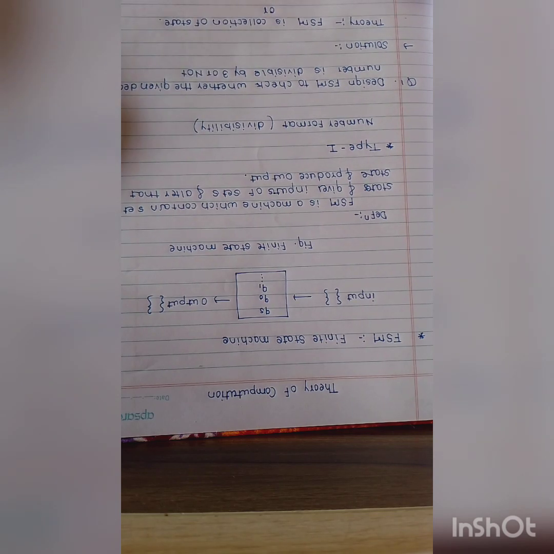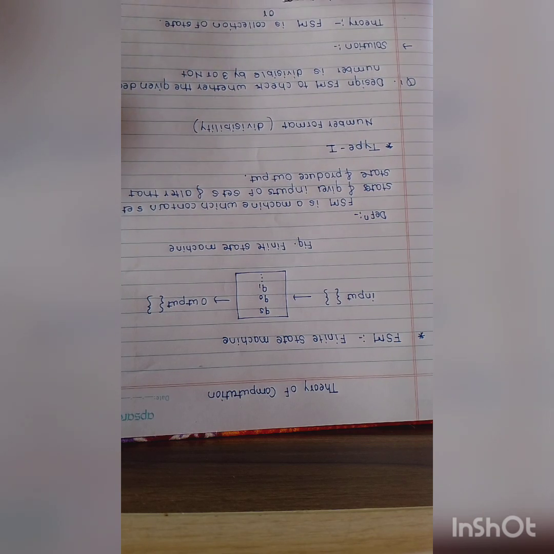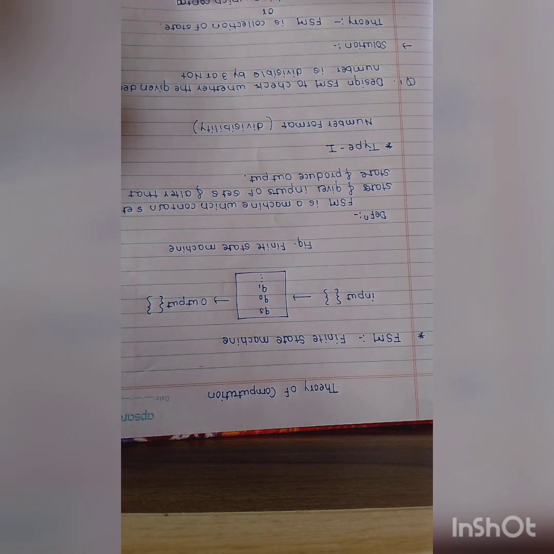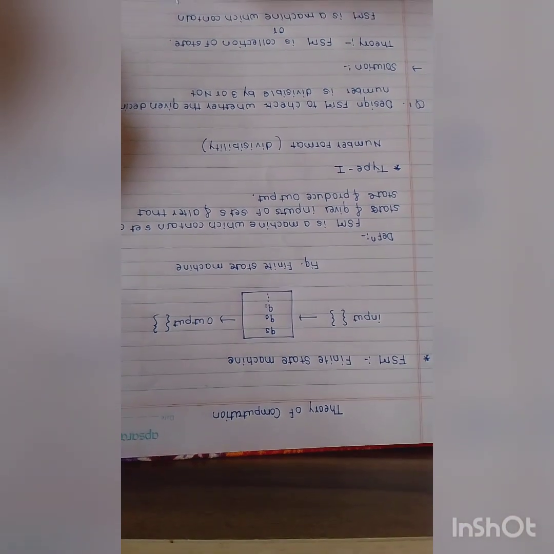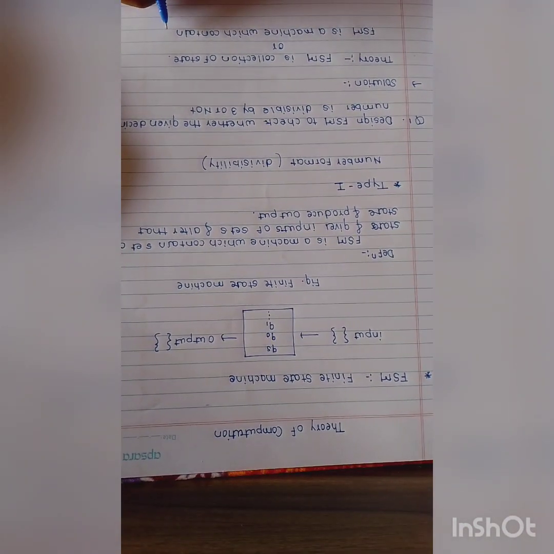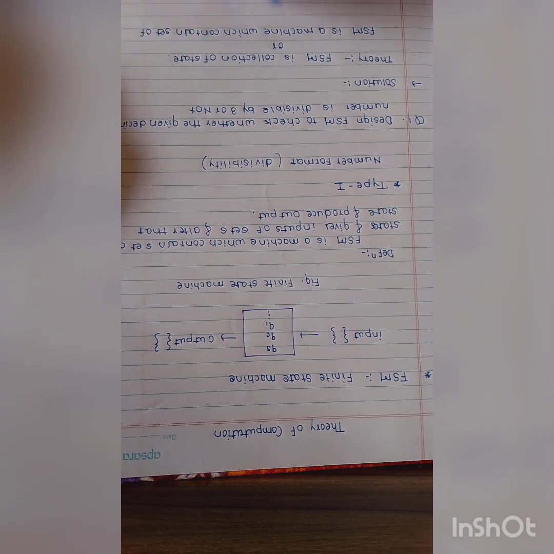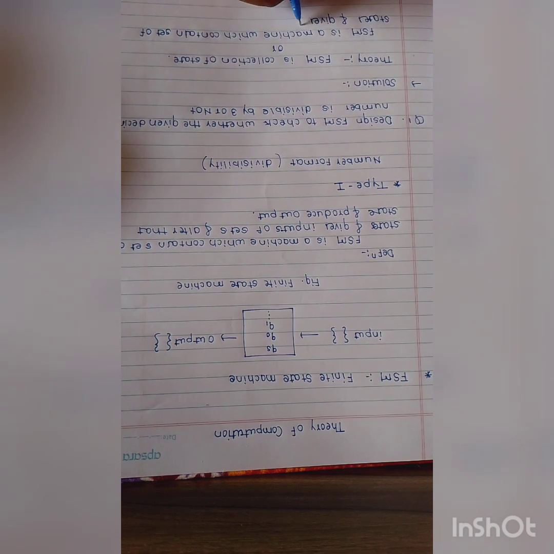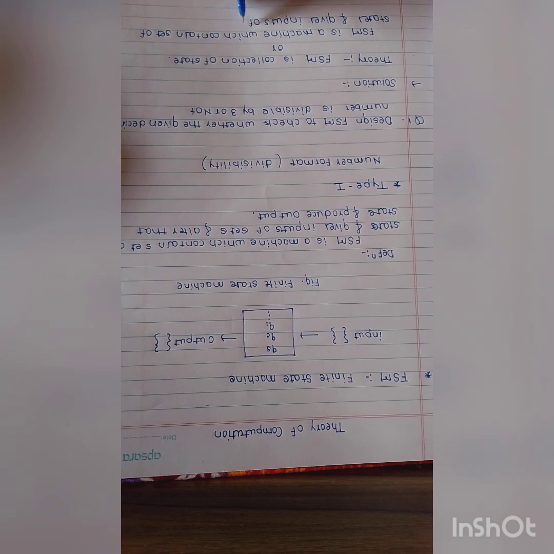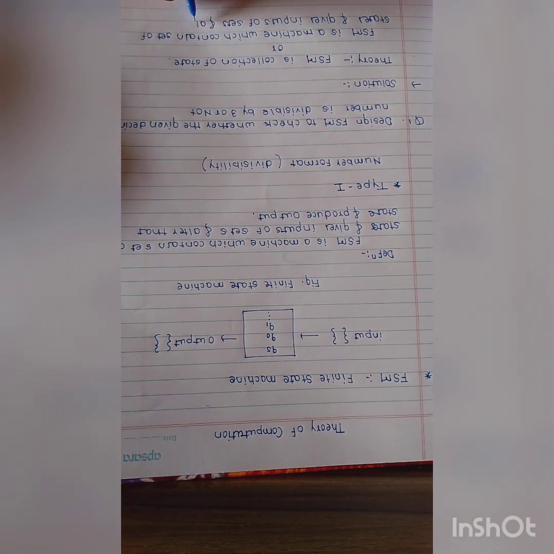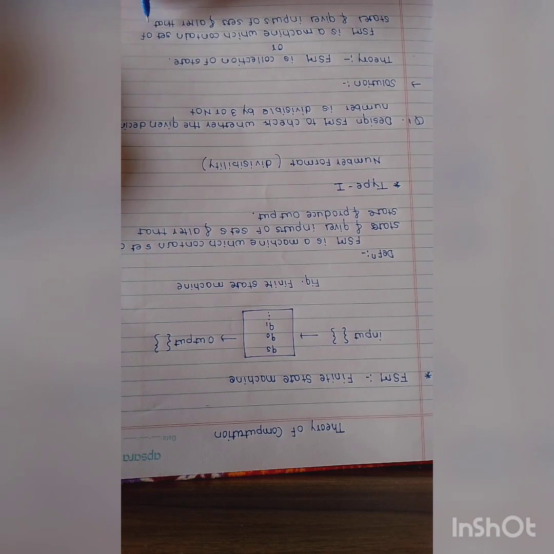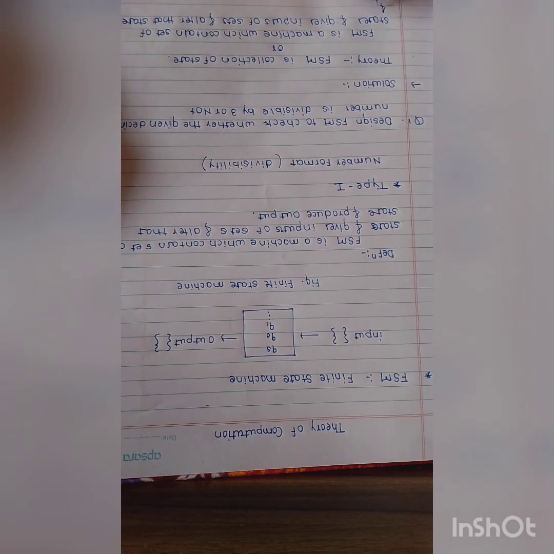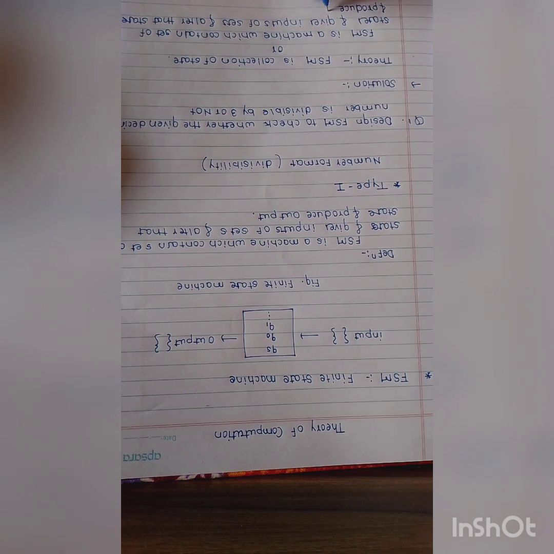Or another definition written in theory is: FSM is a machine which contains a set of states and is given inputs of sets, and alters that state and produces output.